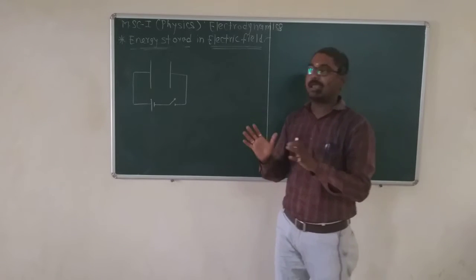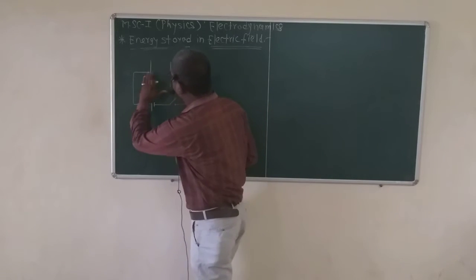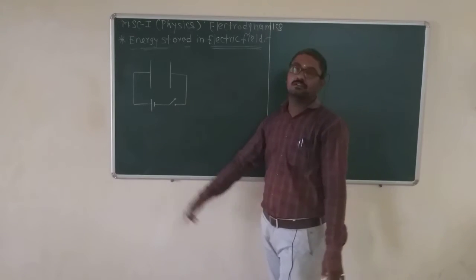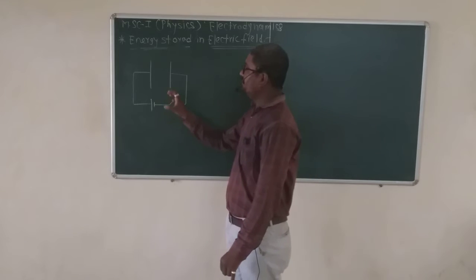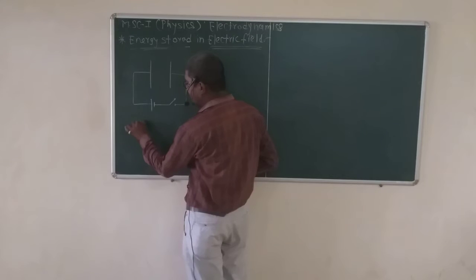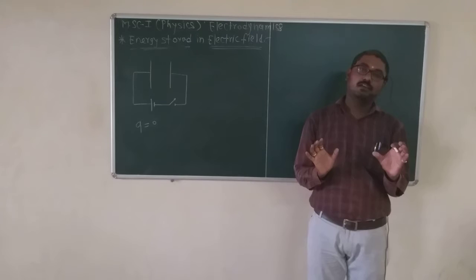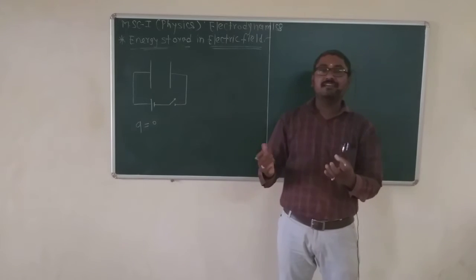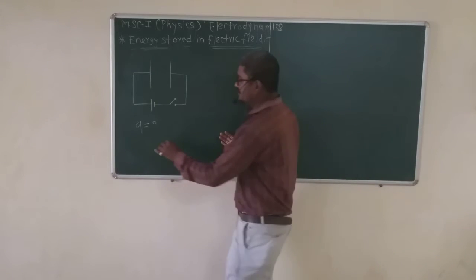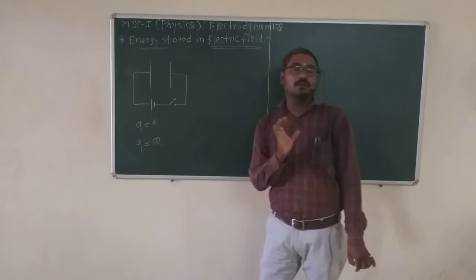For that, we consider a parallel plate capacitor. Let's see the figure. The parallel plate capacitor is connected to a battery or cell through a key. Initially, the capacitor is discharged, that means Q is equal to 0, there is no charge on the capacitor. When the key is pressed, the capacitor slowly charges, and finally it is fully charged, that means in the limit, Q is equal to capital Q.